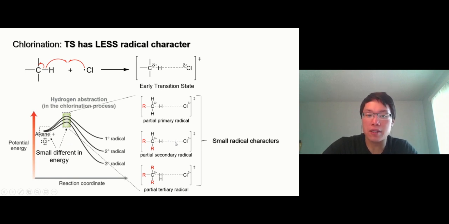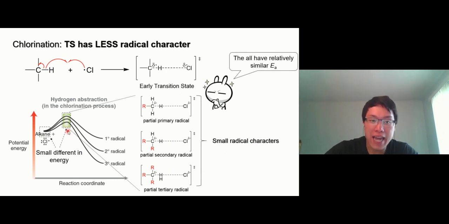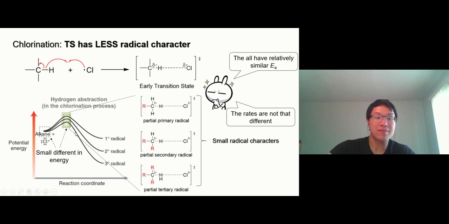What is the radical character? Well, they have a big difference in energy, whereas the reactants don't have a big difference in energy. You see the difference? This one has an early transition state, so not much radical character, which means that they all have similar activation energy and similar rates. The rates are not that different. The energy just looks close to the reactant, the activation energies are not that different, and the rate at the primary, secondary, or tertiary carbon is not that much different. Okay, this is the reason why chlorination can happen pretty much anywhere. All right, not that selective.